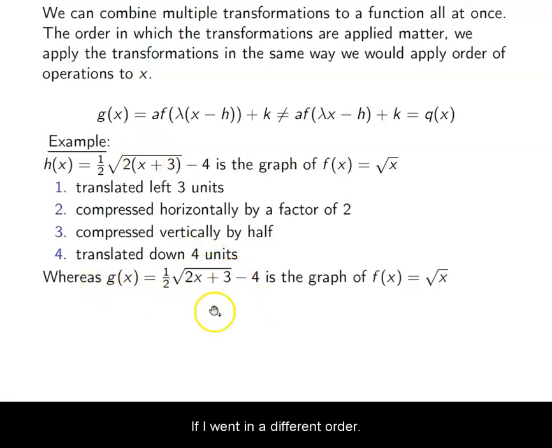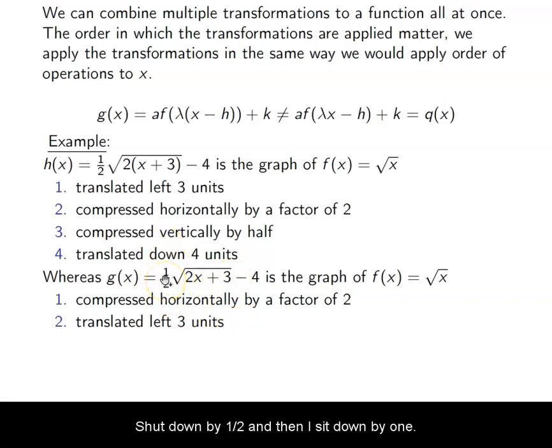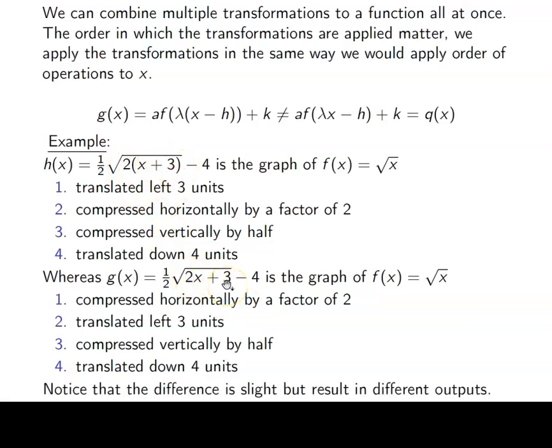If I went in a different order, the order here is that I'm not applying this plus 3 first, like I would in PEMDAS. Here, the first thing that's happening to my input is the 2. So I'm compressing first by a factor of 2, then I'm translating to the left by 3, and then my vertical gets cut down by 1/2, and then I shift down. And it's very clear that these are two different functions, right? In order for h and g to be the same, in the same format, I should say, I would have 2x plus 6, not 2x plus 3, okay? So there's a slight difference, but the outputs will be different, right?